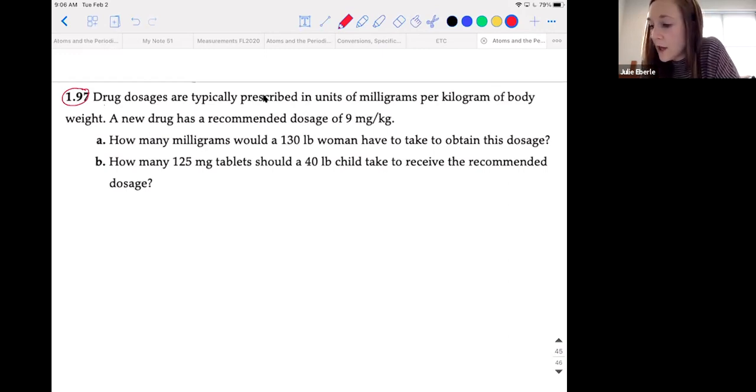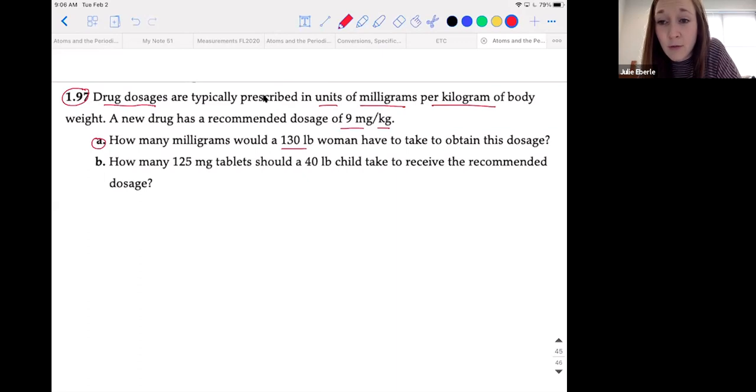All right, this says drug dosages. If you have the textbook, you can flip to find this problem and work it with us. You can take a screenshot because I don't have it on your lecture notes. Drugs are typically prescribed in units of milligrams of the drug per kilogram of body weight. We call that a dosage. A new drug has a recommended dosage of 9 milligrams per kilogram body weight. Part A, how many milligrams would a 130-pound woman have to take to obtain this dosage?